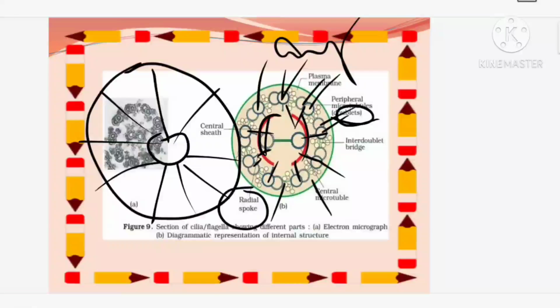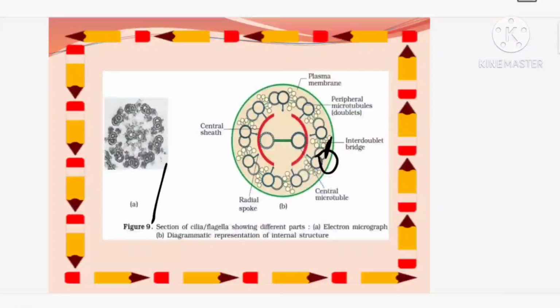And each of these peripheral microtubules are also connected to one another. Yes, they are connected. How are they connected? They are connected by the interdoublet bridge. You can find these yellow, round protein structures; that one is the interdoublet bridge. So this is the interdoublet bridge.